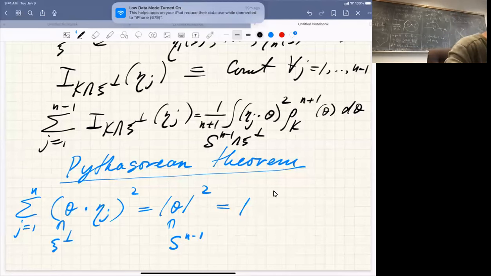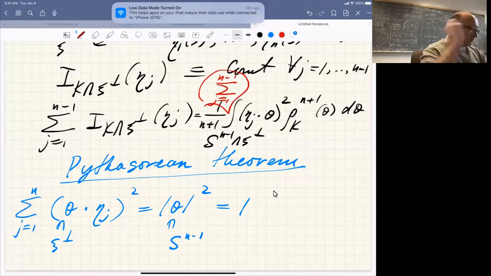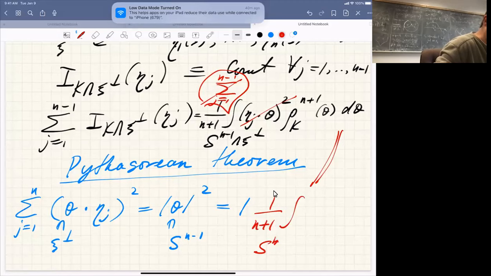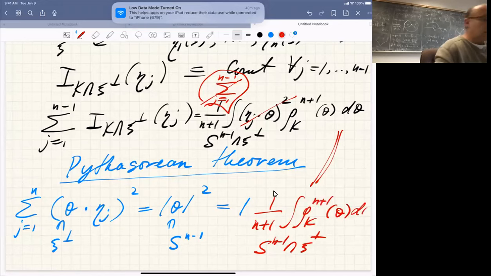So I have this expression here. This is the same as here. I want to sum it up, so I plug in the sum here, let me make it red, j from 1 to n minus 1. I put it here, and this means that I basically cancel the sum with the squares, because all of these moments were constant, independent of the η_j's. So this means that we got 1 over n plus 1, an integral over S^{n-1} intersect ψ⊥ of ρ_K^{n+1}(θ) dθ, and we got our spherical Radon transform.